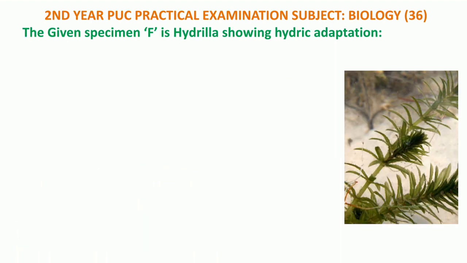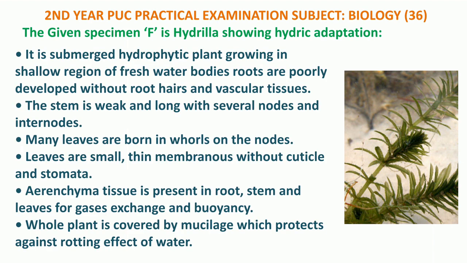If you get this picture or spotter, you should write the identification like this. The given specimen is Hydrilla showing hydric adaptations. For this you have to write any 2 points from this. It is a submerged hydrophyte plant growing in shallow regions of freshwater bodies. Roots are poorly developed without root hairs and vascular tissues. The stem is weak and long with several internodes and nodes.